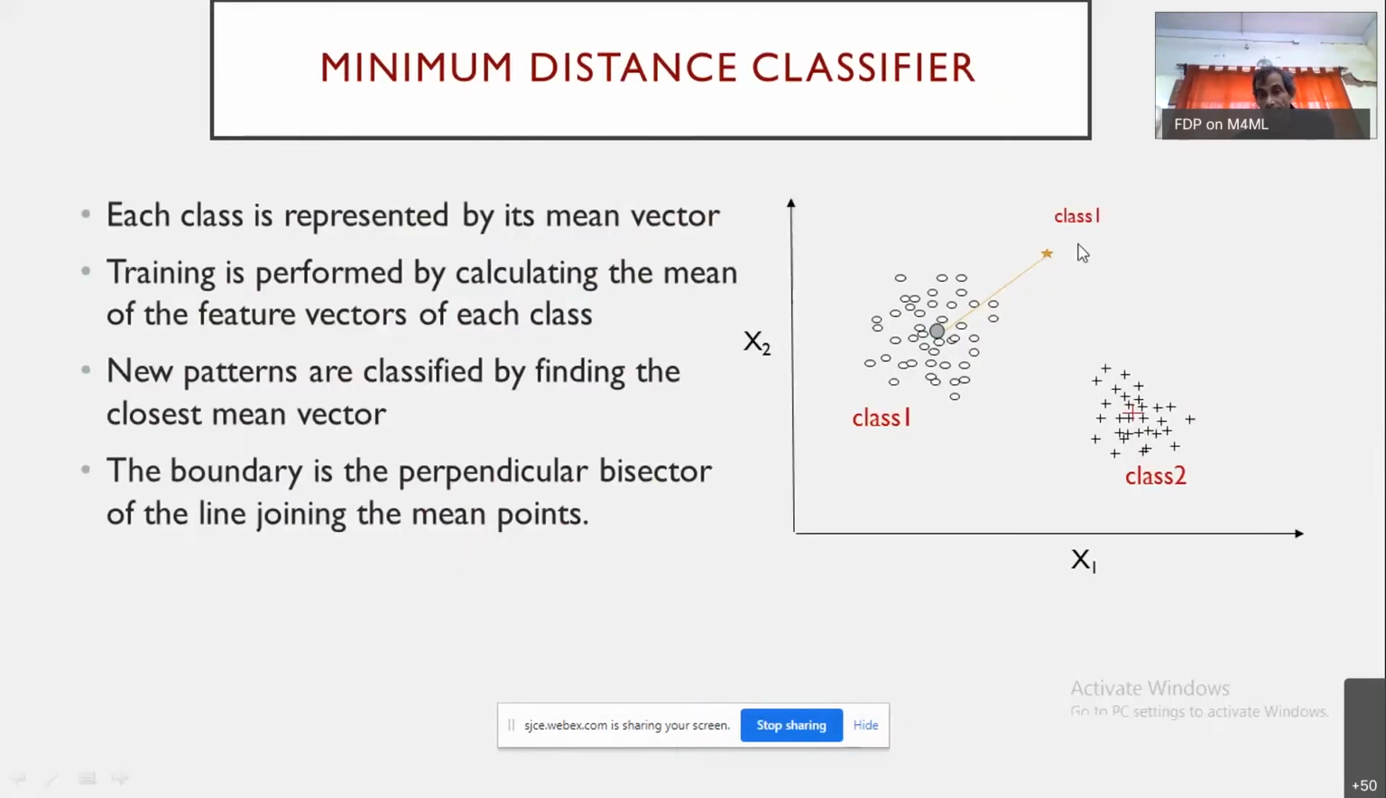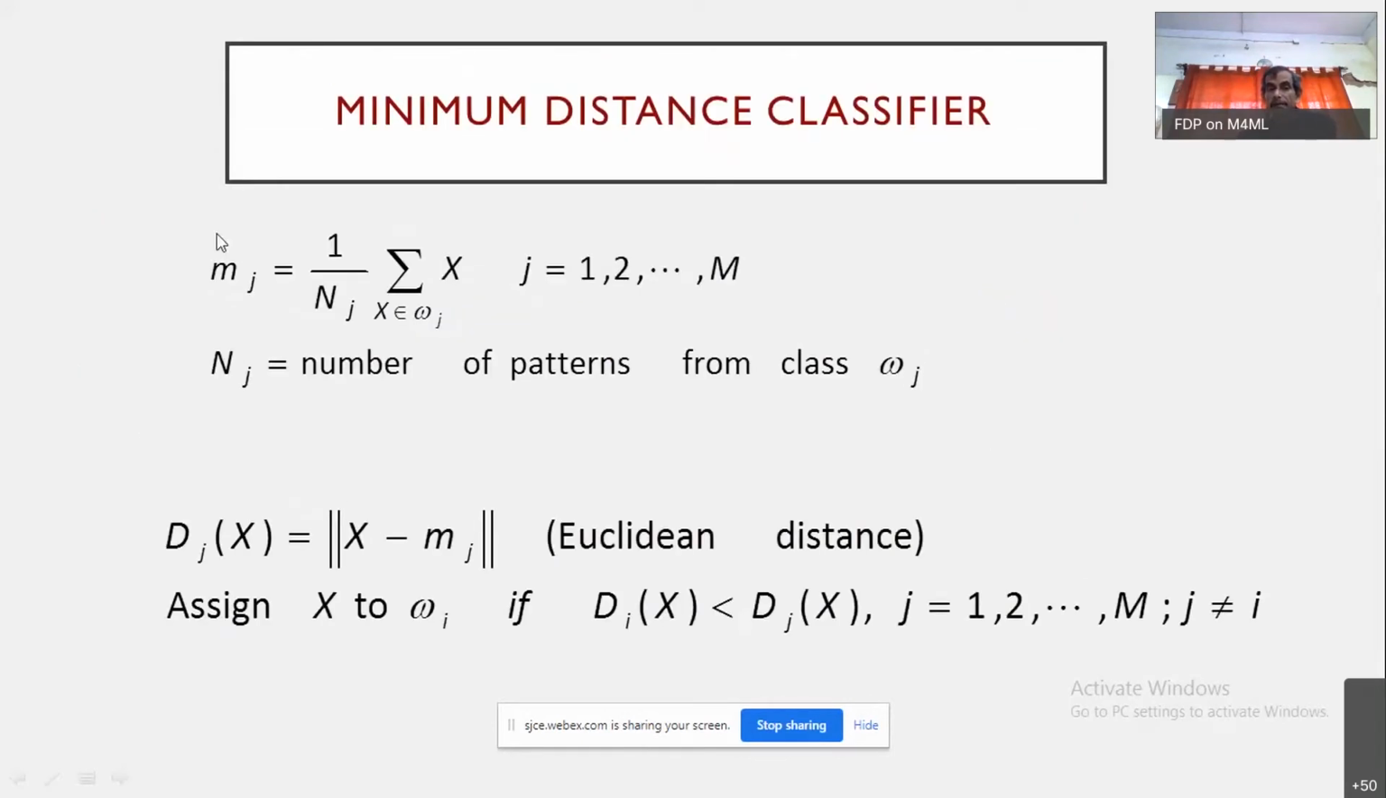So if I do the mathematics, you will see that the classifier for this particular logic is nothing but the perpendicular bisector of the line which joins this mean and this mean point. How do you get it? You find out the mean value of each of the classes, and there is a new pattern. Assign that pattern to the class omega or C1, C, whatever it is, if this distance is the minimum. So I can apply it for any number of classes.